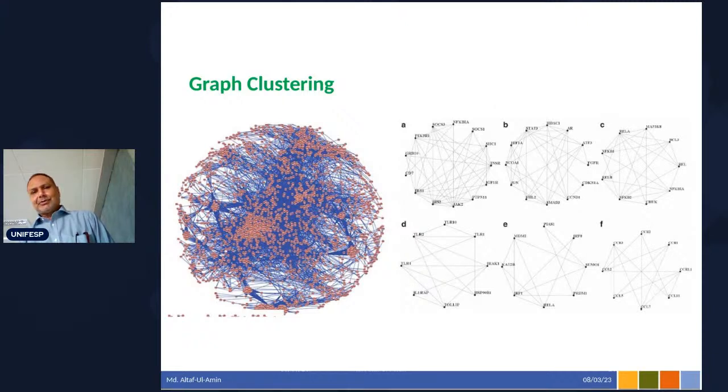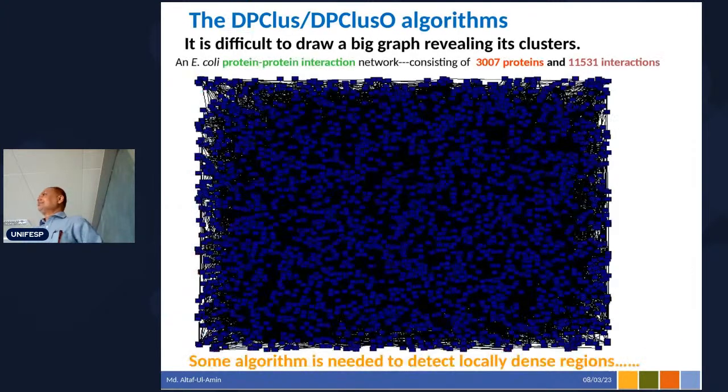For example, the high density subgraphs in a PPI network are usually considered as protein complexes. So initially we tried to find protein complexes in big PPI networks. As you can see here, this is a PPI network of E. coli, the bacteria. There are only 3,007 proteins here and 11,000 interactions. But we humans have more than 100,000 proteins and millions of interactions among them. So if we just visualize the graph, we cannot get any useful information. Therefore, some algorithm is needed.